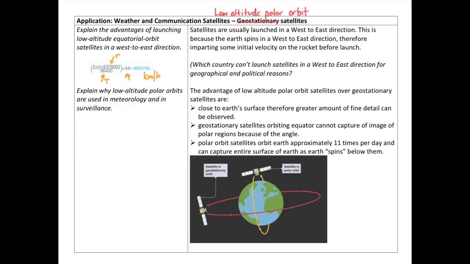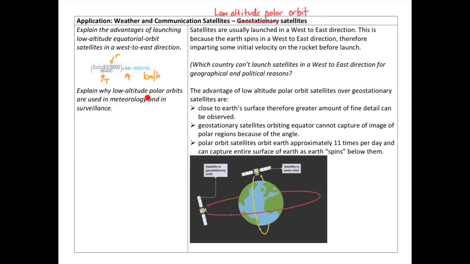Now, there's actually one country in the world that launches satellites that can't launch them in a west to east direction for what we might call local geographical and political reasons. So don't spend too long thinking about that, but I'll be very impressed if someone can find out the answer to that question. If you've got a bit of an understanding of global geopolitics, you might be able to work that one out.